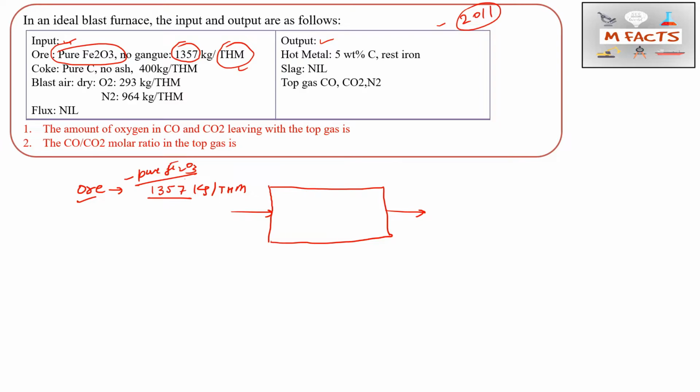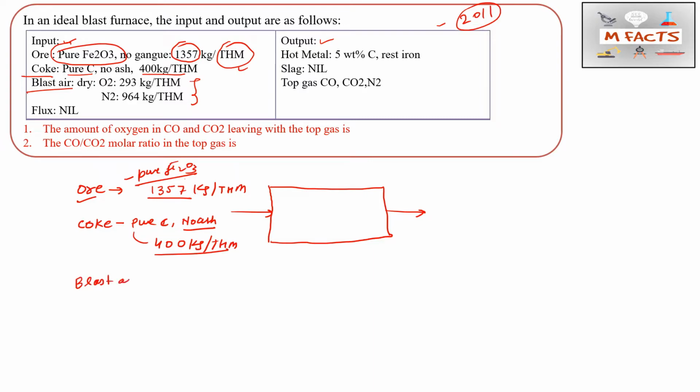Next raw material is coke as a reducing agent. In coke they have written that pure carbon is present, there is no S. What does no S mean? This S basically reacts and goes into the slag part, but here in this question they mention that the coke contains 400 kg of pure carbon, and the weight of coke is 400 kg per ton hot metal. So the next thing is that they are also injecting blast air.